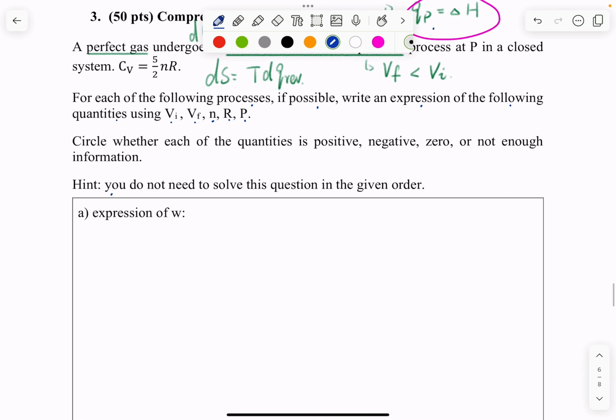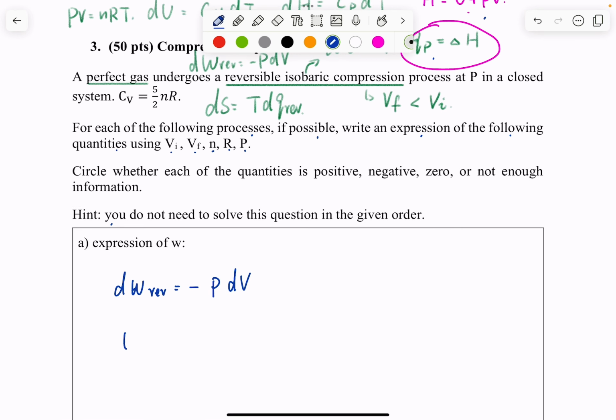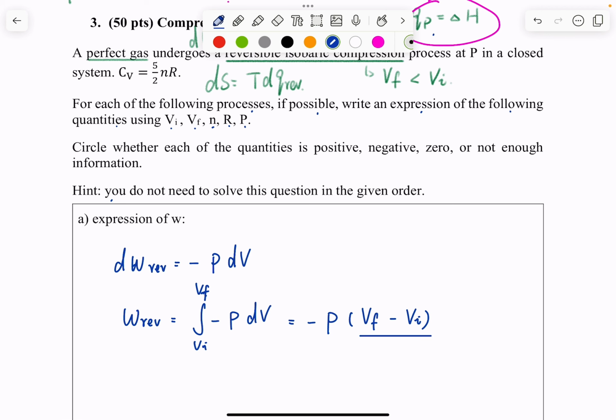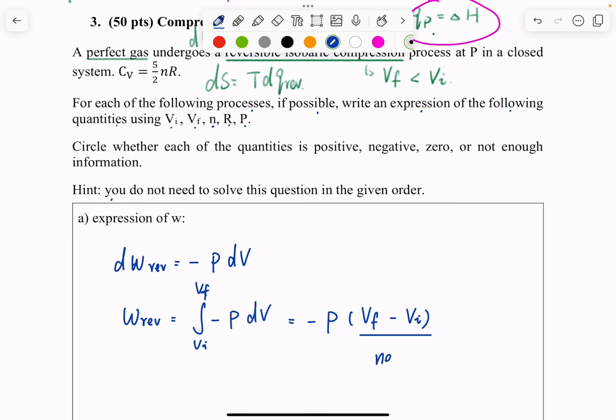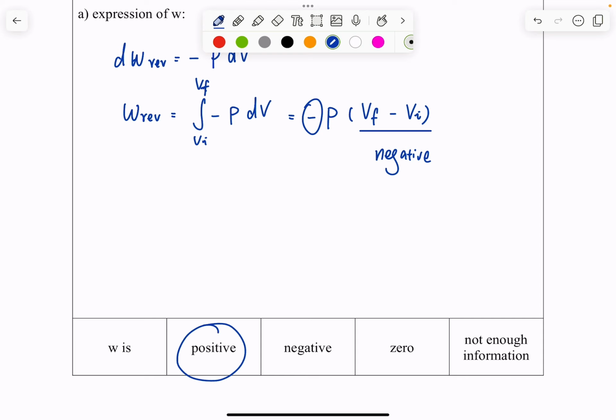Let's get started. Expression of work. Now work is quite straightforward. For a reversible process, we have dW reversible equals negative PdV. Or taking the integral on both sides, we get work reversible equals the integral of negative PdV from V initial to V final, and that's just negative pressure times V final minus V initial. Now this is a compression, so my V final minus V initial is negative. And here we have a negative sign in the front, so my work is positive.